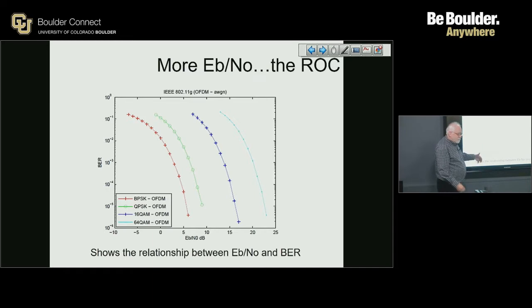So you can imagine, like we were saying with the eye diagram, if I'm trying to transmit more levels, 4 levels or 16 levels, then you've got to have a much higher signal noise ratio to maintain the same bit error rate. And that's what you can see in this receiver operating characteristic.